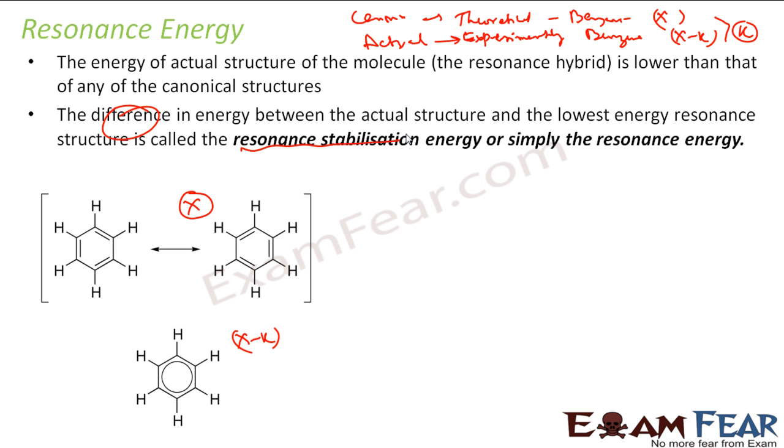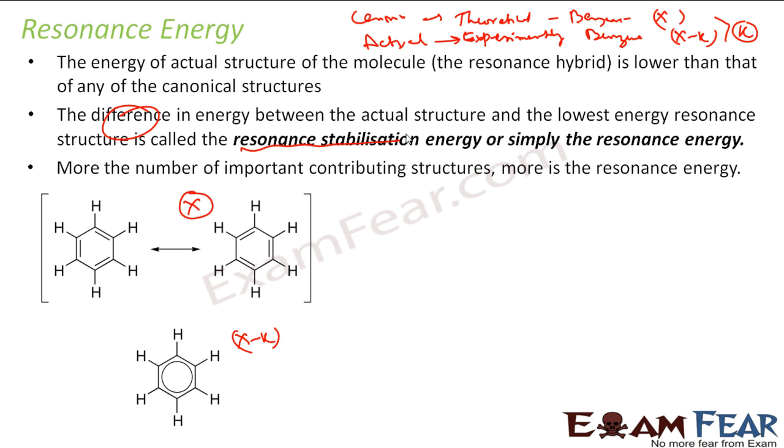So as I told, the more the number of contributing structures, the more stable is the compound and the more is the resonance energy. You see, the more the number of contributing structures, the more is the resonance energy. So if it will have 5 resonating structures, the value of K will be all the more. Correct?